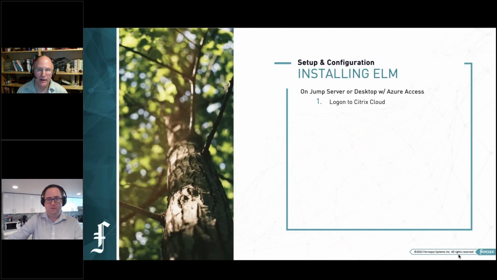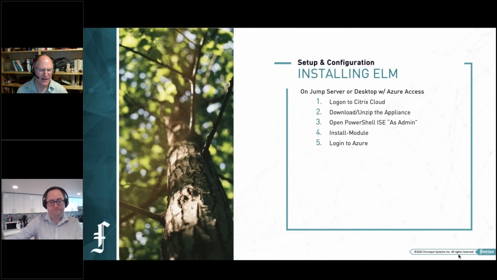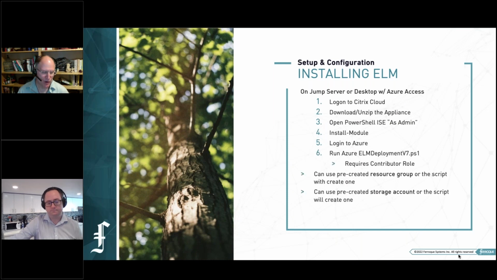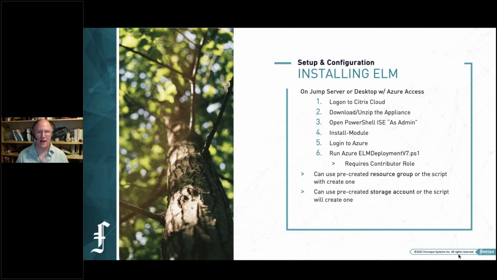More on the installing. When you install the appliance, I think I said before, when you get it, you download a VHD and an installer script, which is a PowerShell script. The basic process to this is relatively easy. You log into Citrix Cloud, you download your appliance so that you have it available. It's a PowerShell script, so you'll open an ISE so that you can run the script. It does use the AZ module for Azure, so you'll need to install that module.